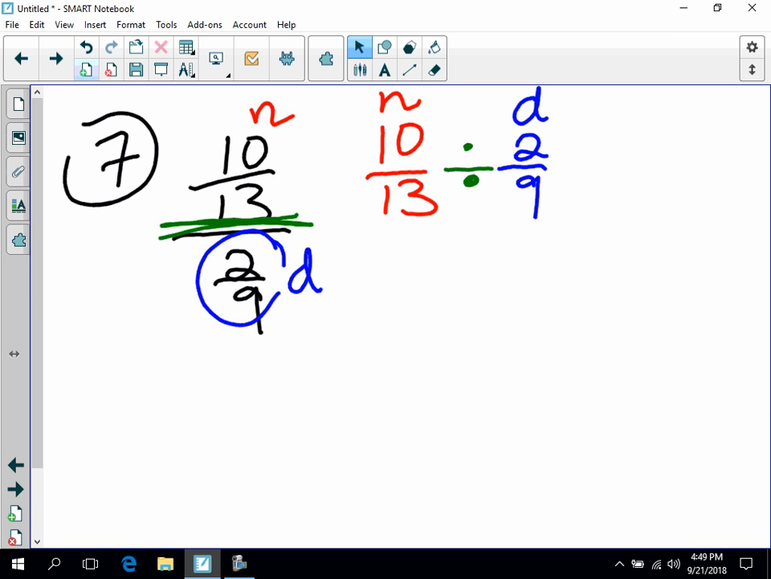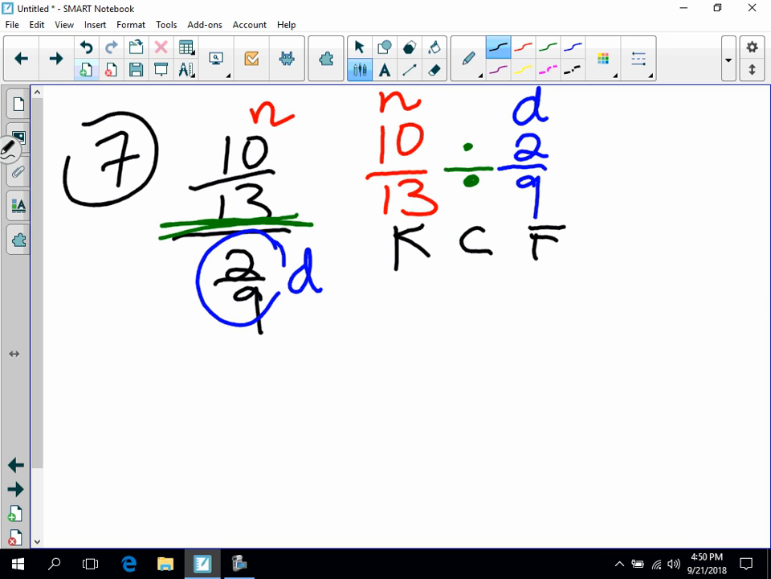And then we're going to keep, change, flip. Keep, change, flip. Or keep, change, reciprocal. I keep the 10/13. I change the division symbol to a multiplication symbol, and then I flip the 2/9 so that it now reads 9/2.